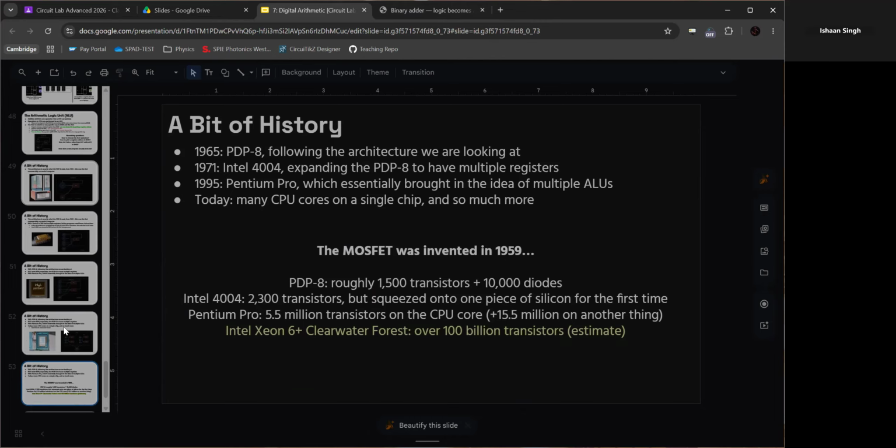We talked about MOSFETs and how MOSFETs become logic gates. The PDP-8 had roughly 1500, Intel 4004 about 2300. The Pentium Pro about 5.5 million transistors. And this Intel thing, just as a rough estimate, a back of the envelope calculation, probably over 100 billion transistors. So we have insane numbers of transistors on these chips, and that just should hopefully put in context the amount of engineering that goes into these designs.